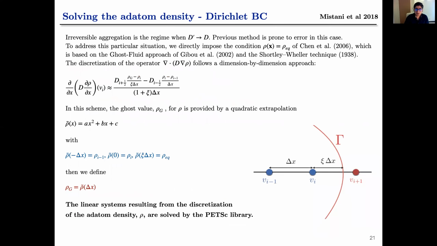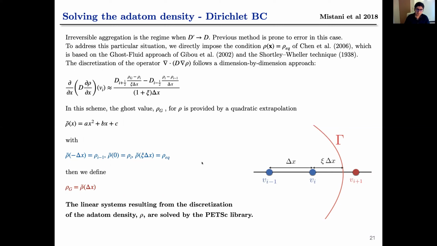Now, when you impose the Dirichlet boundary condition, one way is to take the limit of d prime to d, because the Robin boundary condition would then become the Dirichlet boundary condition, but that is numerically not robust. Instead, we use this dimension-by-dimension discretization strategy, which is basically replacing the diffusion operator with this equation, for which you need to know this rho g, and you use this quadratic extrapolation given the values that you want to impose. The Dirichlet value on this interface is given, and these two are also known. So you just fit this function and extrapolate the other one, and you do it in every dimension.